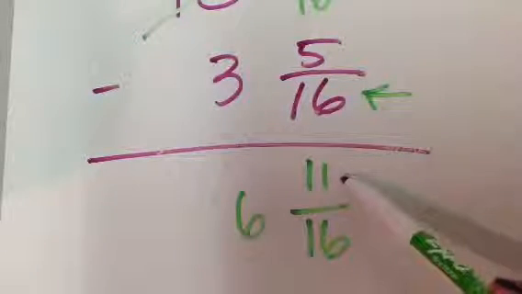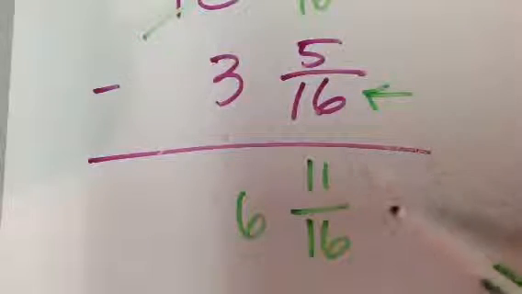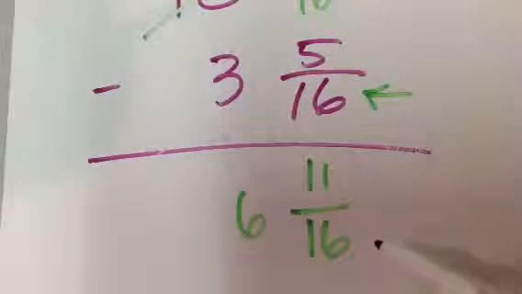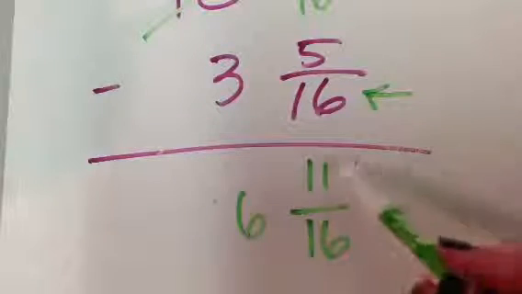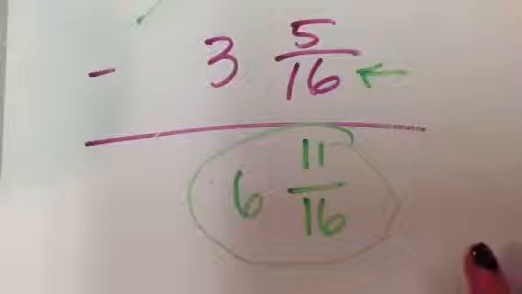And if you notice, 11 is prime. So I could only reduce it down if this number could be evenly divided by 11, which it can't. So I know that 10 minus 3 and 5/16 equals 6 and 11/16.